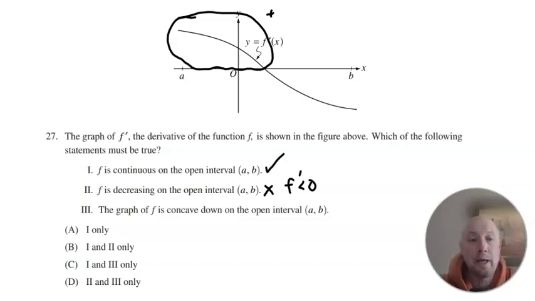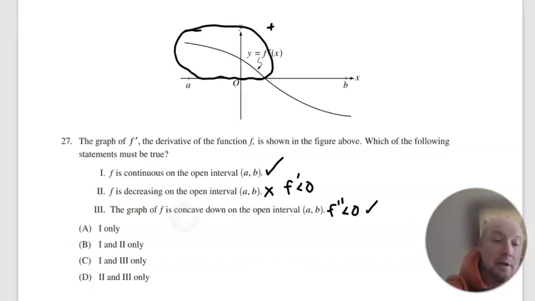And let's check choice 3. The graph of f is concave down on the interval a to b. So if f is concave down, that means that f double prime must be negative. Okay, well, how can we look at f prime's graph and determine if f double prime is negative? Well, we want to look at f prime's graph and see if it's decreasing on the entire interval. And we can see that f prime is decreasing on the entire interval a to b. So choice 3 is also true. So 1 and 3, so the answer is C.